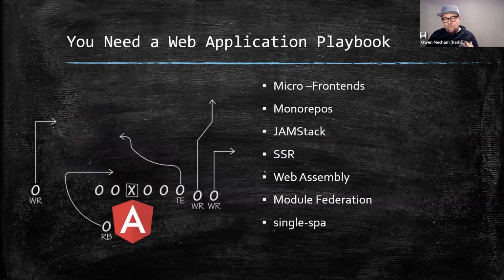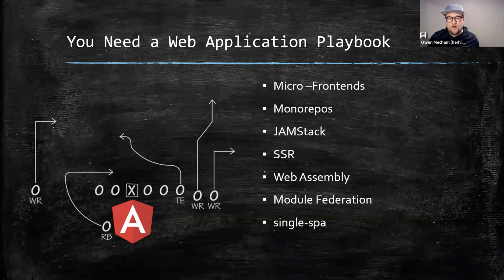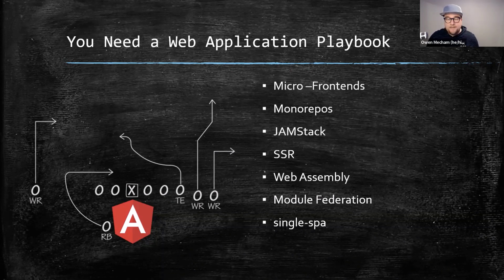Some of the plays, just as an example, that might be in your playbook might be MicroFrontends, mono repos, or both. You might be using the Jamstack, you might need SSR, some server-side rendering, you might be doing some WebAssembly. And then you might be looking for some new plays, like module federation, or something like single SPA. All of these have an application for solving problems for your business.